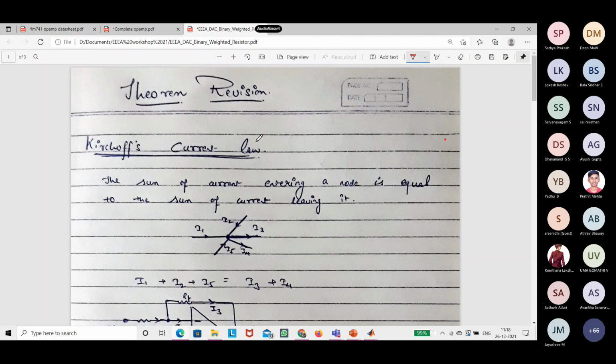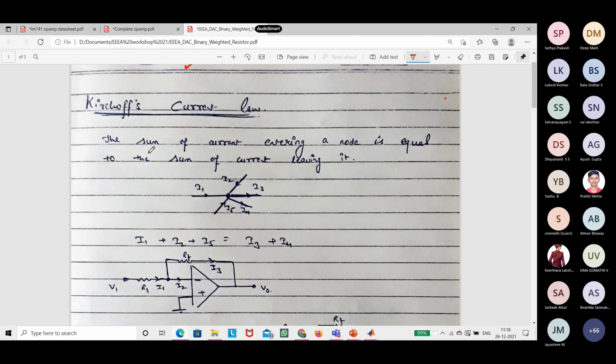Before moving toward the derivation of that circuit, we'll revise some of the theorems that are used. The first one is Kirchhoff's current law. It states that the sum of the currents entering a node is equal to the sum of the currents leaving it. Say this is the node, and the currents I1, I5 and I2 are entering the node.